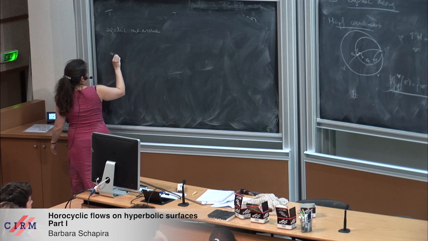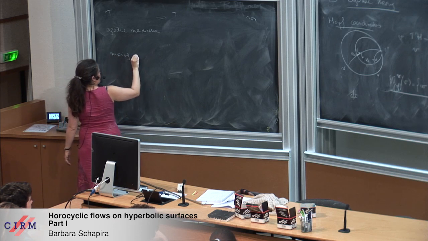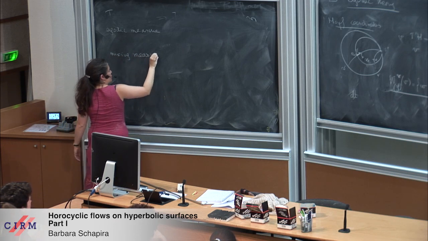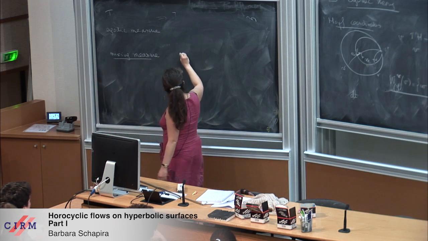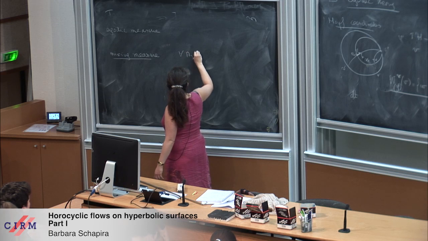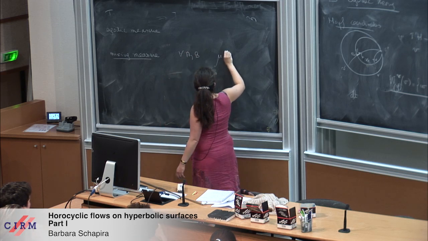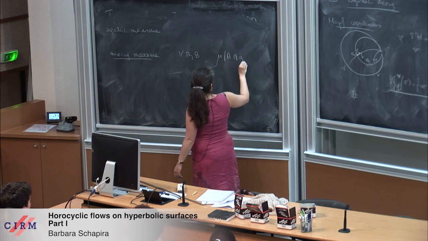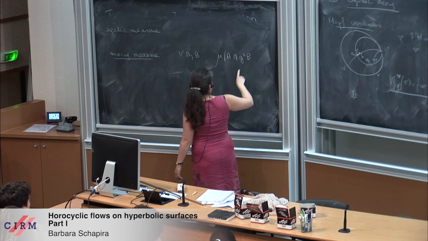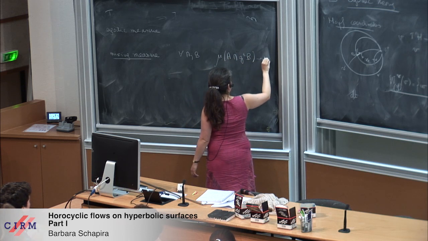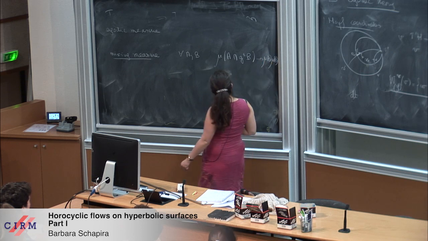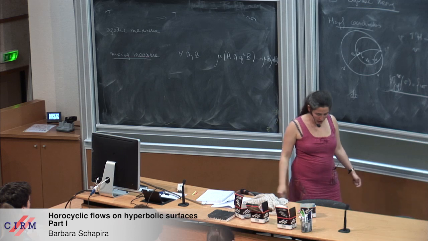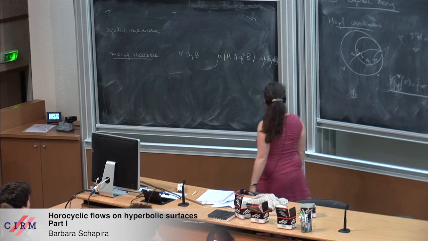A mixing measure, what is a mixing measure? It's a measure with respect to which the past and the future are independent. So for all A and B Borel sets, the measure of A intersected with GtB goes to mu of A times mu of B. This definition makes sense for infinite measures, but it's not so interesting.